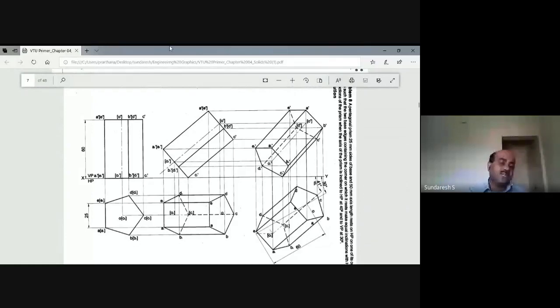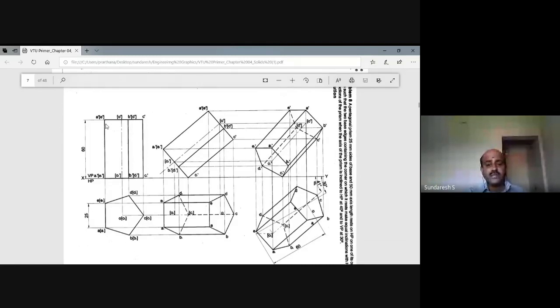So where you can see this pentagonal prism, the front view, when you just project it back to the XY line, you can see this is the one rectangular face which is A dash, B dash, B1 dash and A1 dash. And the other rectangular face is B dash, C dash, C1 dash and B1 dash. So these are the two rectangular faces which can be seen in the front view.